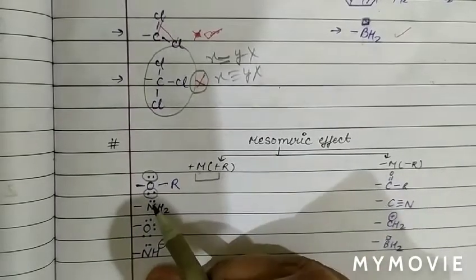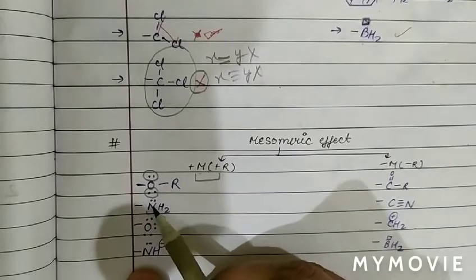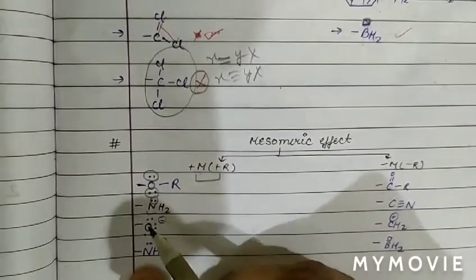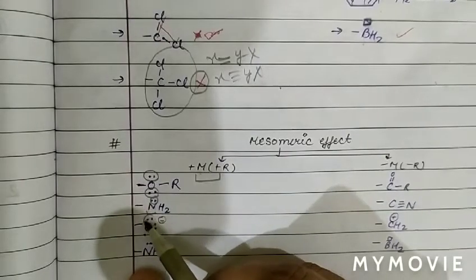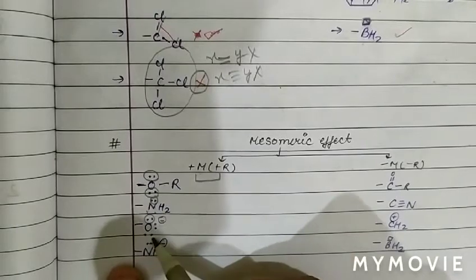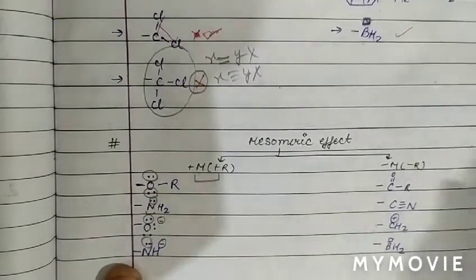or plus R group. For example, we can see OR, and in case of NH2 there is again a lone pair on the nitrogen atom, therefore it will also behave as plus M. Now there is a lone pair on the oxygen atom, so it also behaves as plus M. As there is a lone pair on the nitrogen atom, it will also behave as a plus M or plus R group.